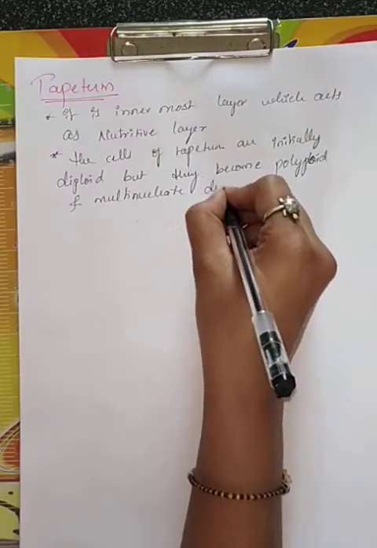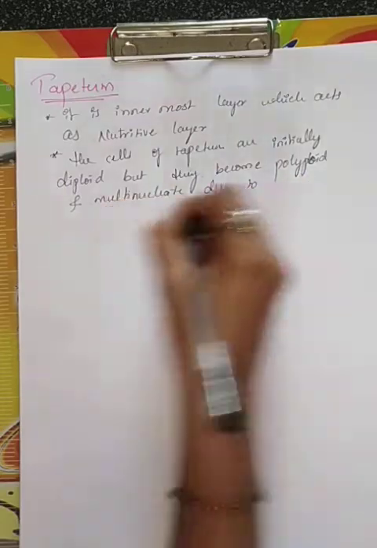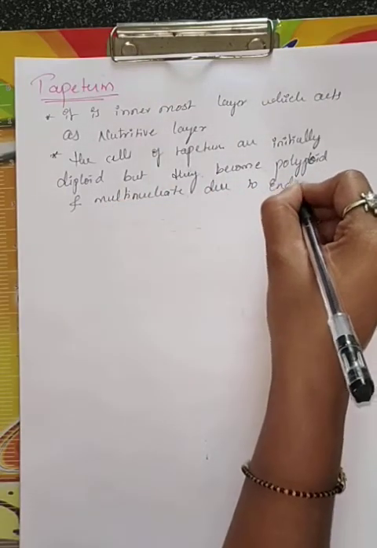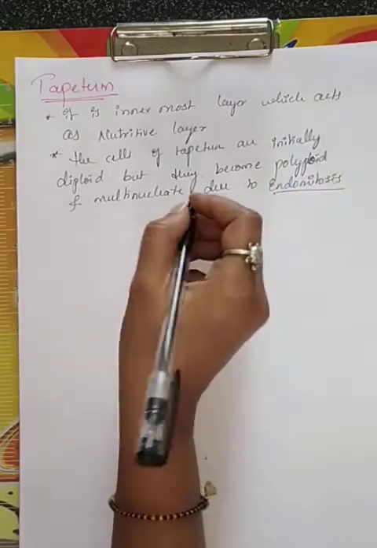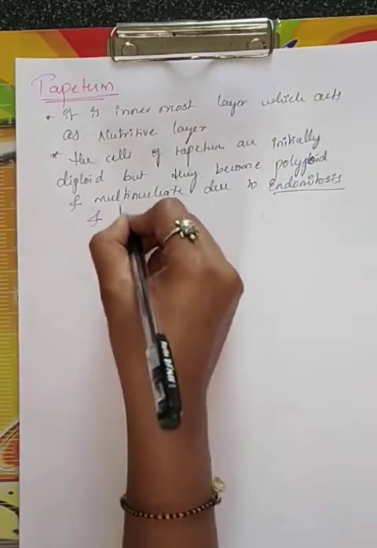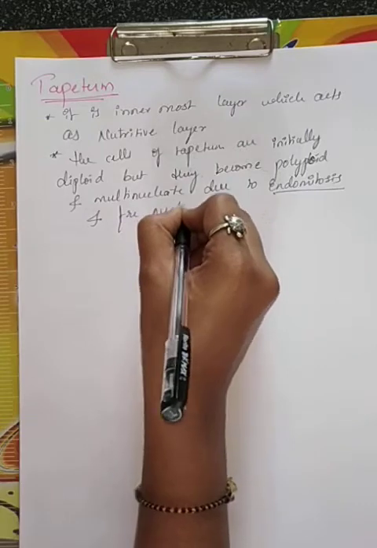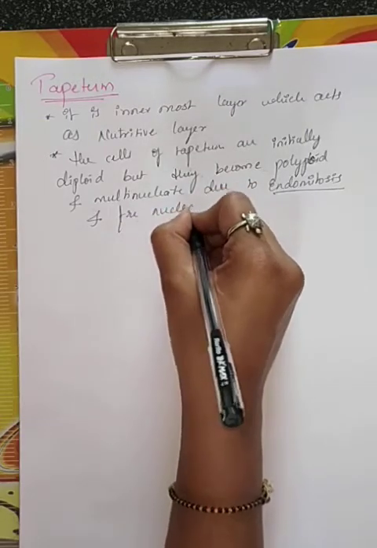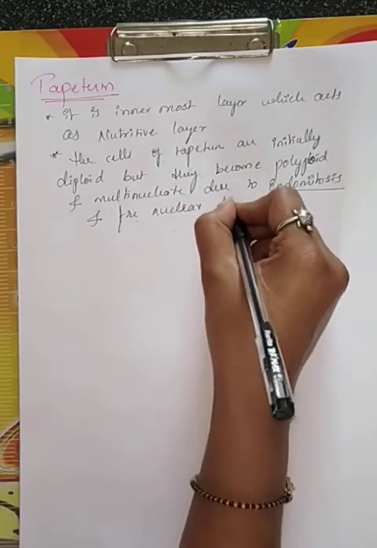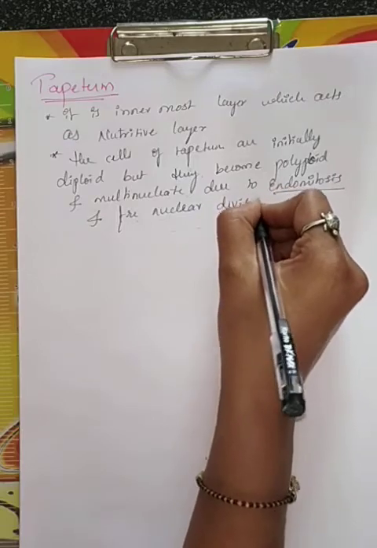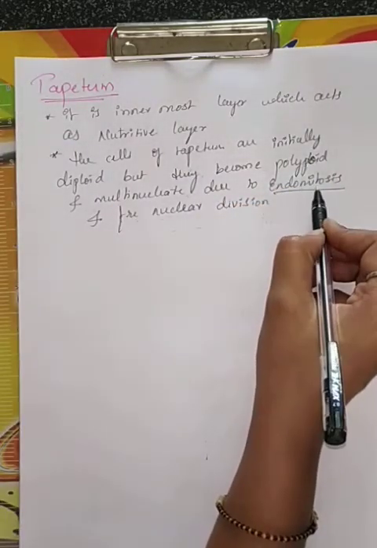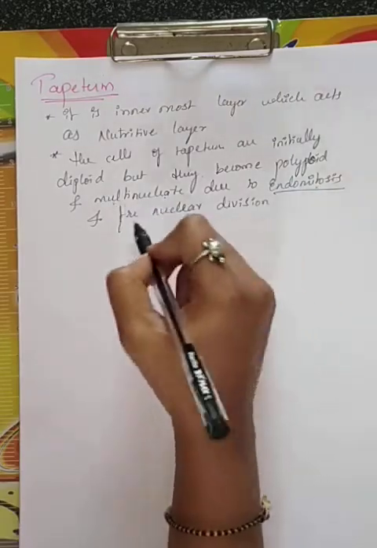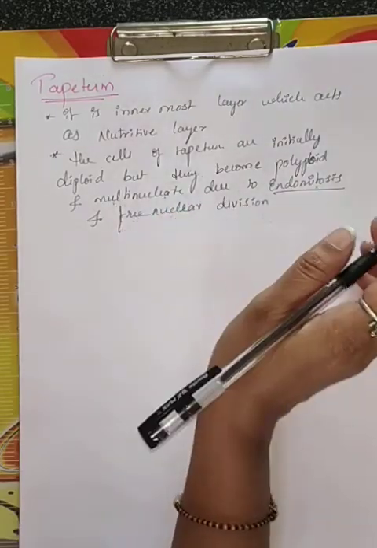For what reason? Due to endomitosis. This is very important. And free nuclear division. I explained this just now. Polyploidy is due to endomitosis, and the multinucleate condition is due to free nuclear division, respectively.